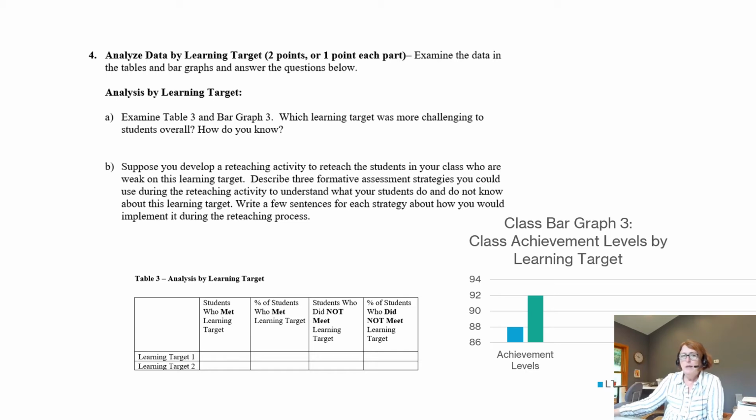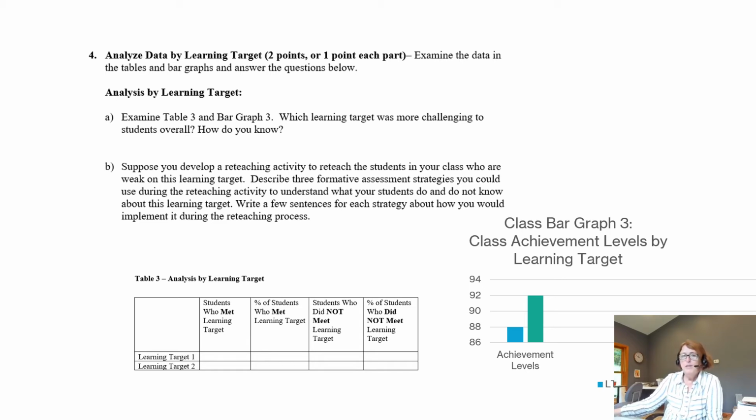Letter B is a little bit trickier. Suppose you develop a reteaching activity to reteach the students in your class who were weak on this learning target. When you reteach, you don't want to just do the same thing, because it's like if somebody can't understand your language and you just say the same thing at them but say it louder. Just because you did something the same way the second time doesn't mean that they're going to pick it up.